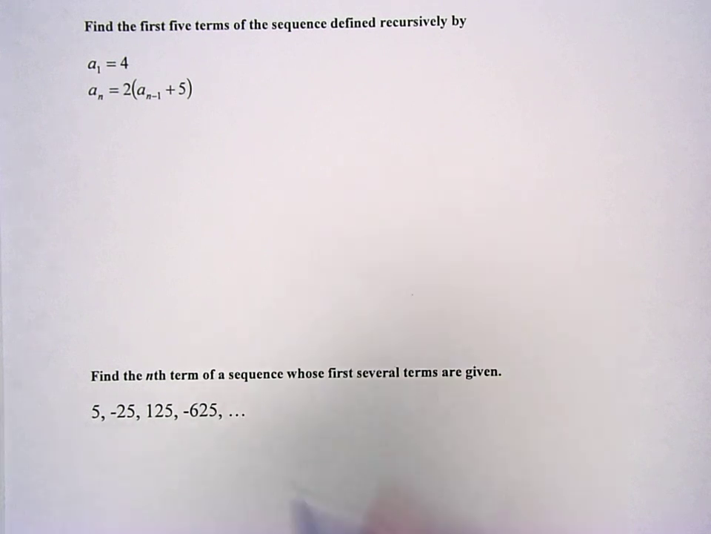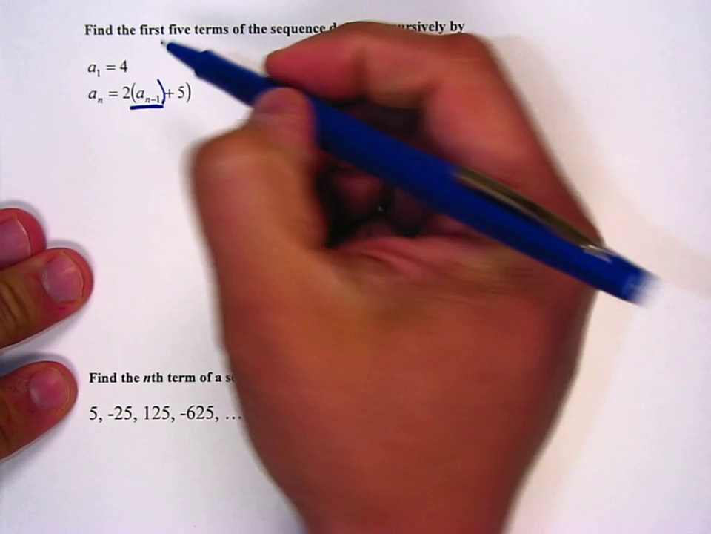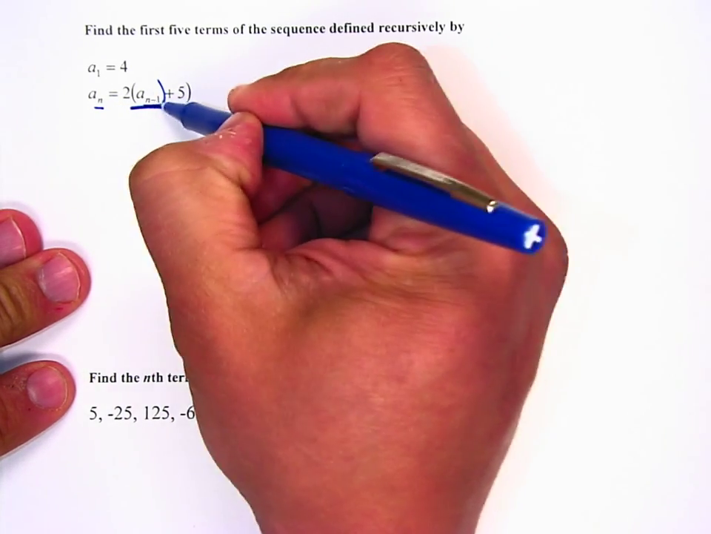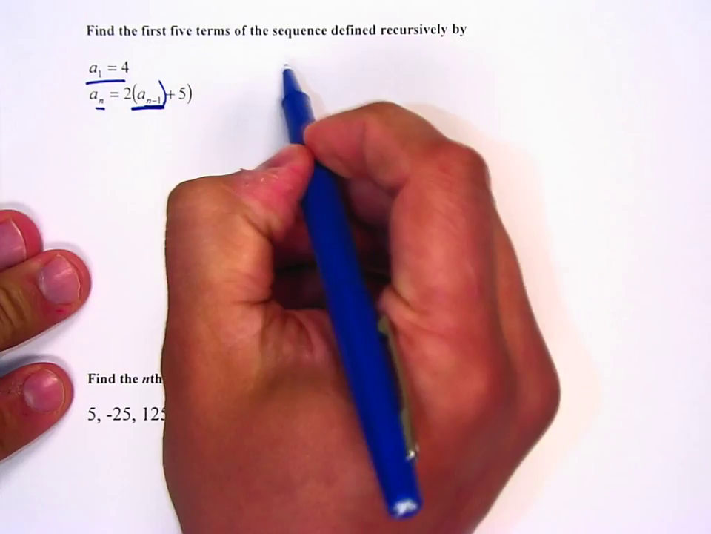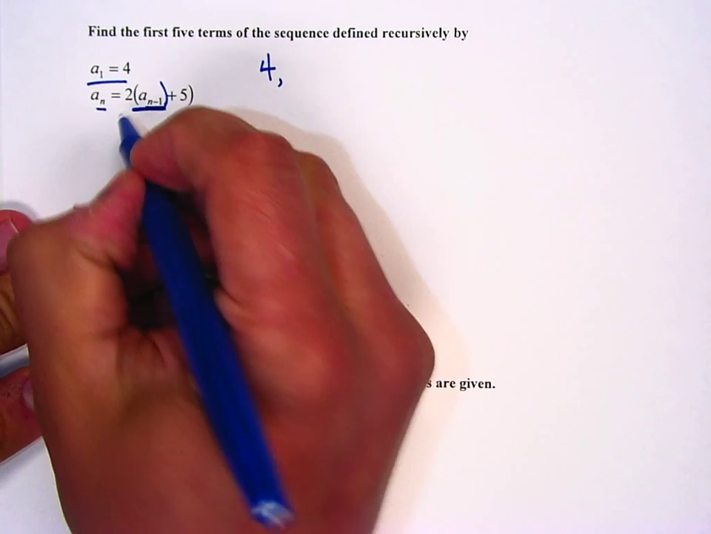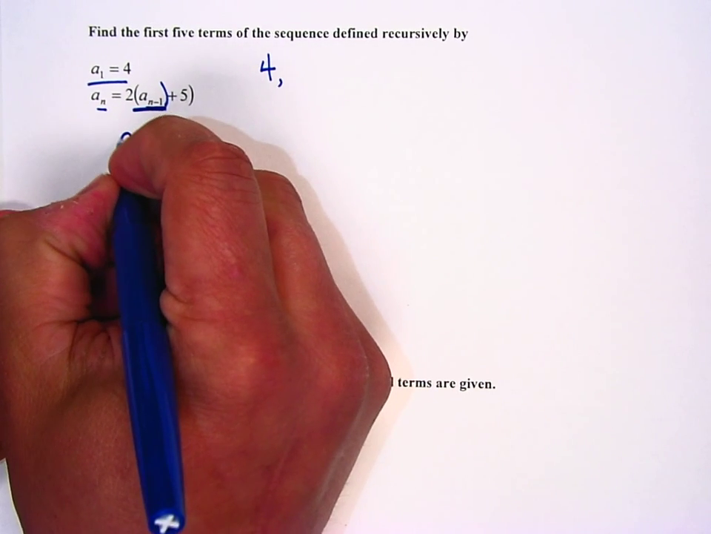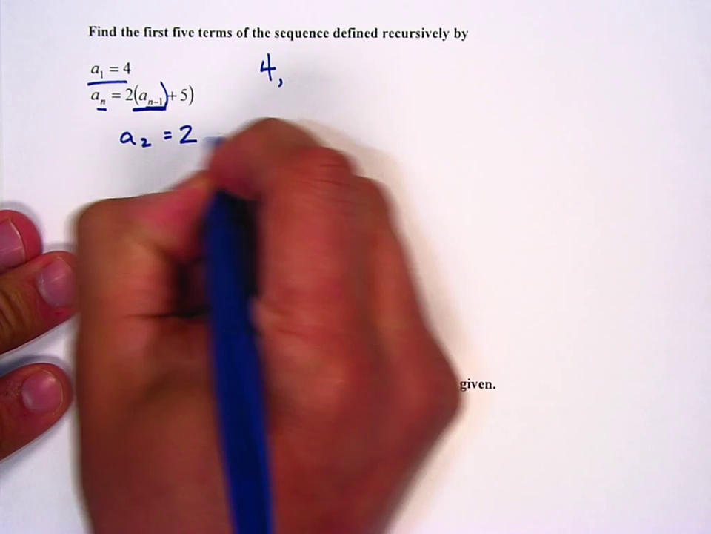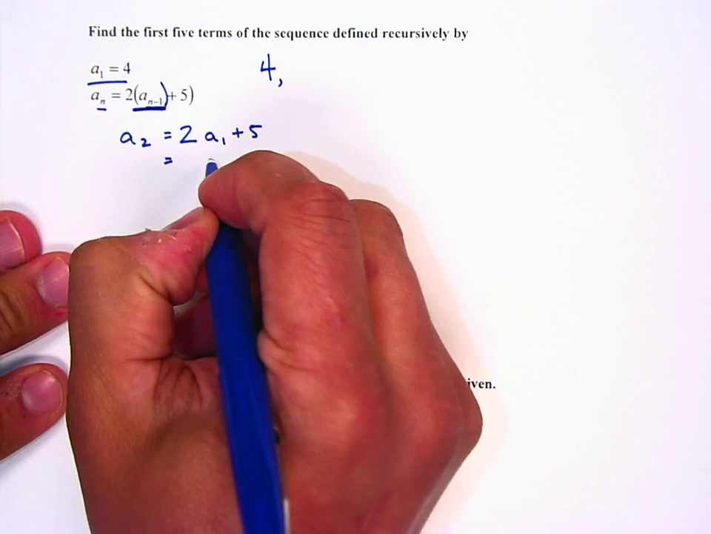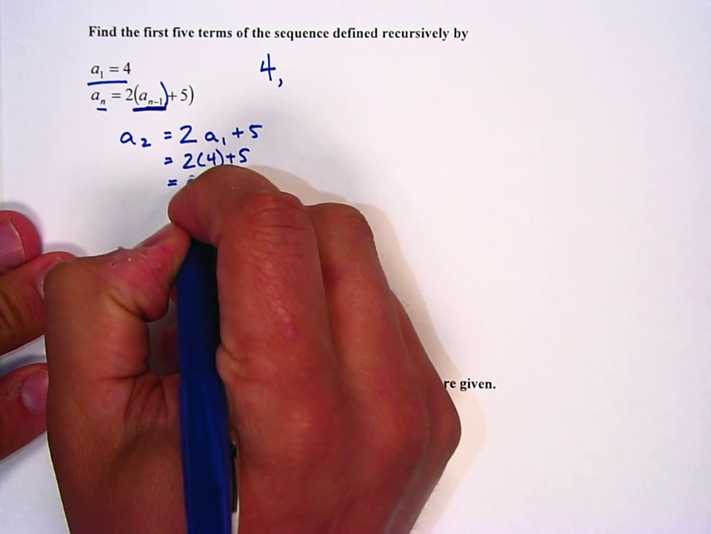Well, this a sub n minus 1 right here means that I'm going to take the term before. If this is the nth term, this is the term before. So I know the first term is 4. My second term is going to be the first term times 2 plus 5. So a sub 2 is going to equal 2 a sub 1 plus 5. Well, a sub 1 is right there. It says 4. So 2 times 4 plus 5, which is 8 plus 5, or 13.